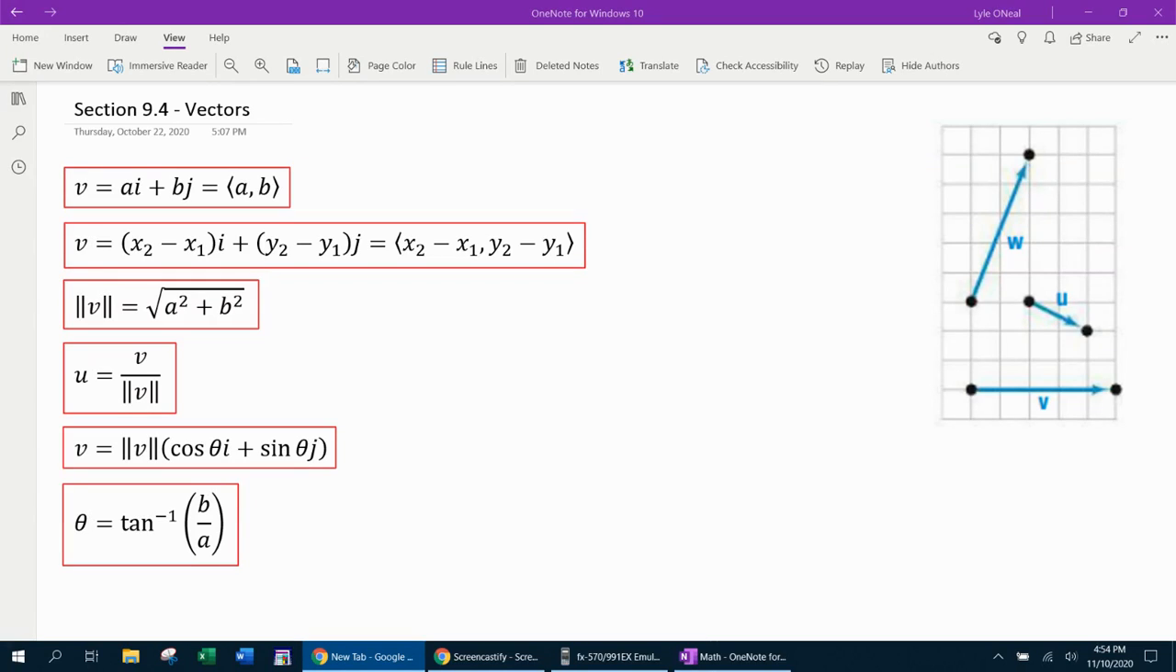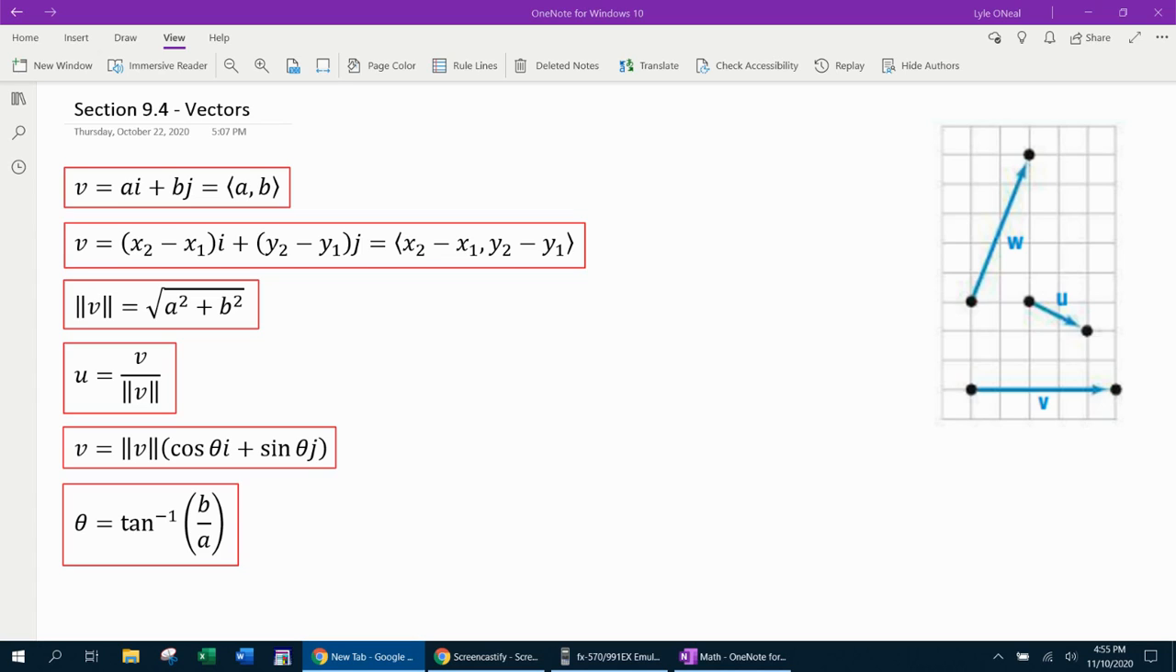Hello and welcome to our lesson on vectors for our trigonometry class. This is going to be section 9.4 from the text. This lesson is all things vectors. So you'll notice I've got 6 red boxes here. These are all of the formulas you're going to need for this section.